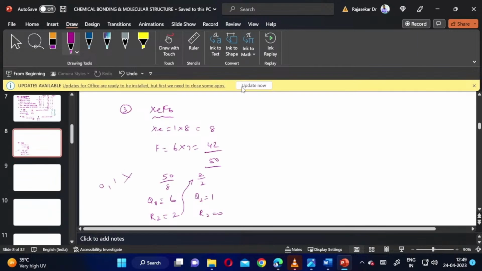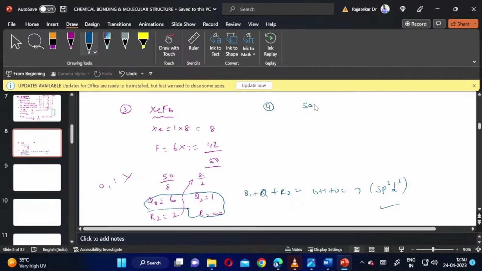Add all. You just remember, you put it like this, then only it will be easy. Otherwise, very tough. Add all the quotients: Q1 plus Q2 plus R2, which is equal to what? 6 plus 1 plus 0. So we have 7. 7 means what? sp3d3 hybridization. Very important. Are you following? Understood? So this is a way to find out. Understood? Right.